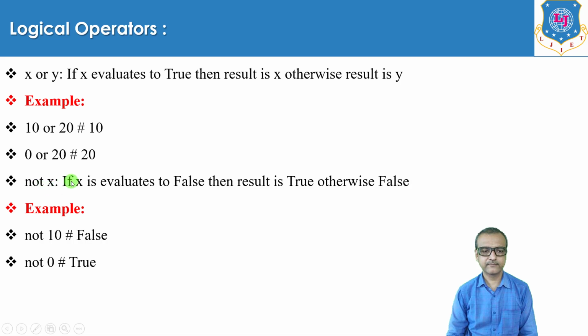Now not x: if x evaluates to false, then the result is true, otherwise it is false. For example, not of 10. 10 is a non-zero number. So not of a non-zero number will give you false, and not of 0 will always give you true.